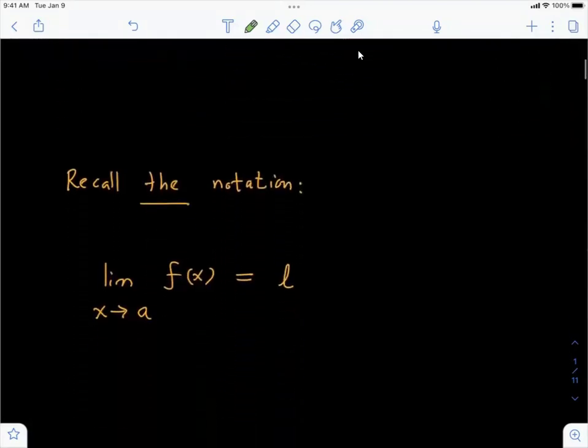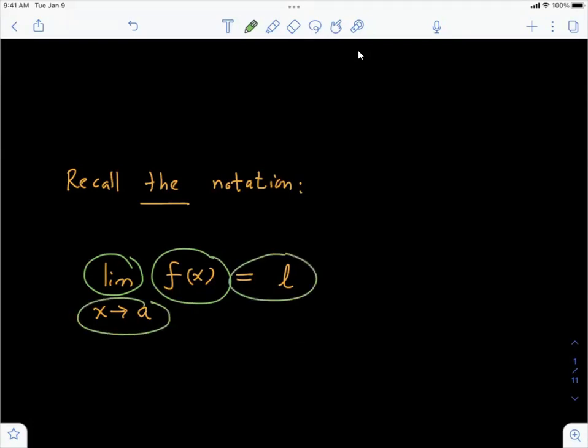Recall the notation. When it comes to the notation of limits, verbally, the way that we convert this particular mathematical statement to regular wording is: limit of function f of x as x goes to a equals L. So that is the statement.